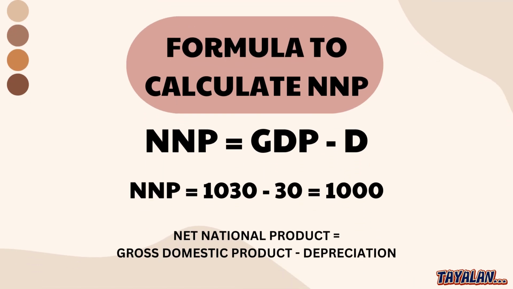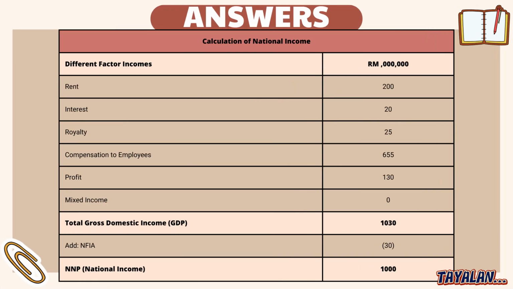Next, we're going to calculate NNP. NNP stands for Net National Product, which is Gross Domestic Product GDP minus depreciation D. In our question, GDP is 1030, which we calculated before, and depreciation we can take from net factor income paid abroad, which is 30. So it's 1030 minus 30, and we get NNP of 1000. And this is how we prepare a statement for national income.